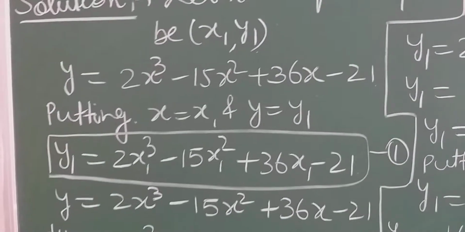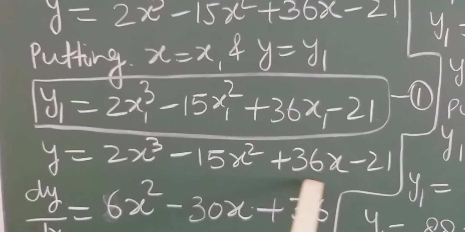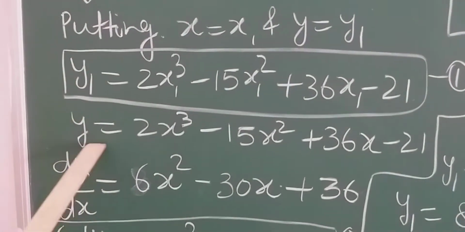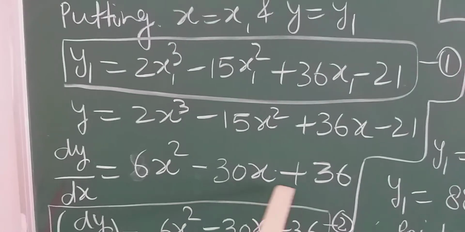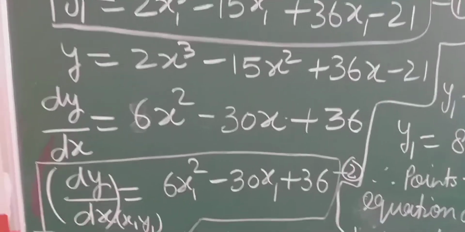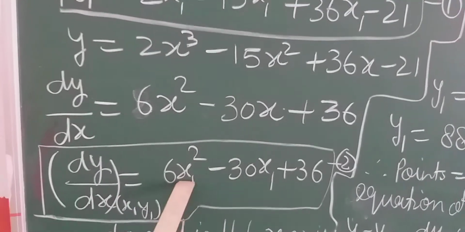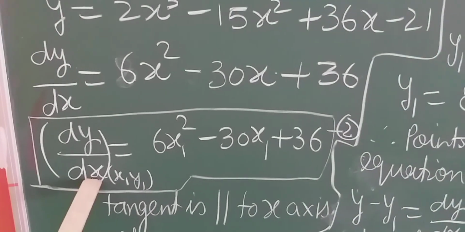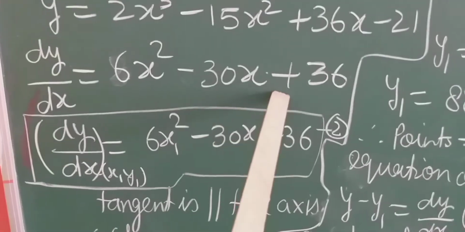Now students, this is the equation given to us: y equals 2x cube minus 15x square plus 36x minus 21. So we have to find its derivative. So dy by dx equals 6x square minus 30x plus 36. Let us find dy by dx at the point (x1, y1). So here we put x equals x1: 6x1 square minus 30x1 plus 36. Because we are going to find the value of dy by dx at the point (x1, y1), at the place of x, we have to write x1.